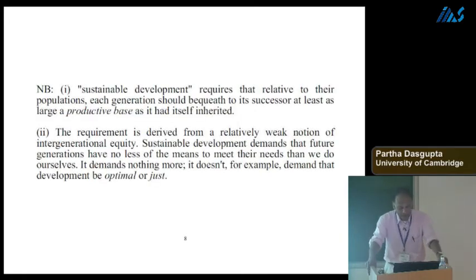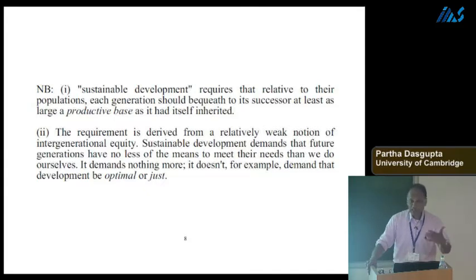So here are some comments. Sustainable development requires that relative to their populations, each generation should bequeath to its successor at least as large a productive base as it had inherited before. There are passages in it which suggest this is what they were after, but the issue is not what the Brundtland Commission really was after. The issue is, what do we make? Can we make some sense of a very important document which has influenced international opinion in a very major way?